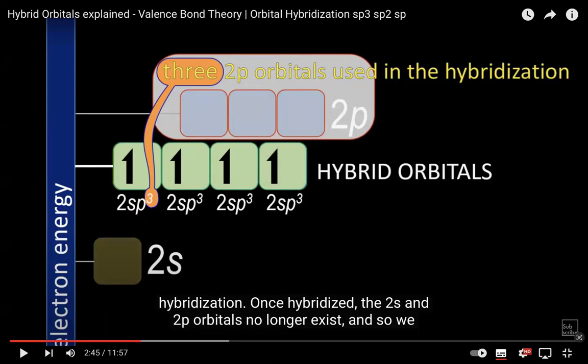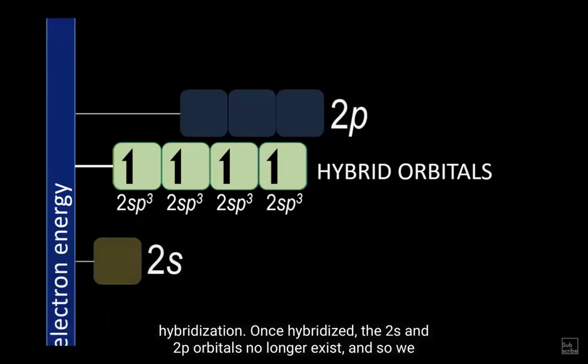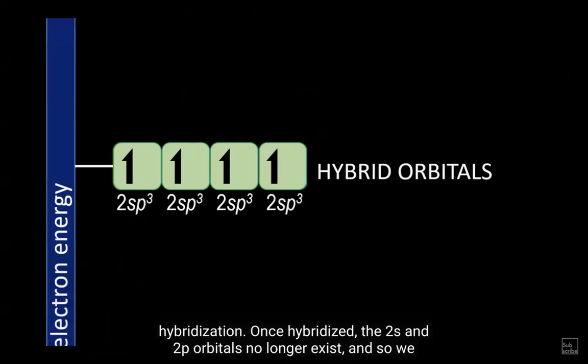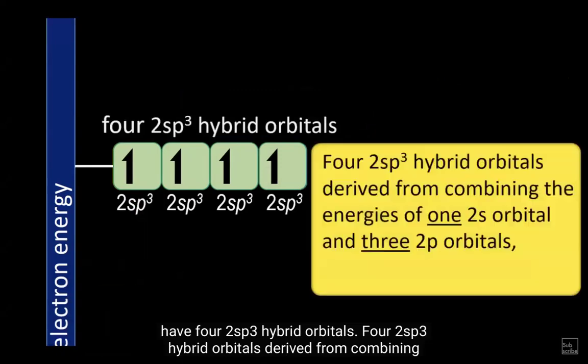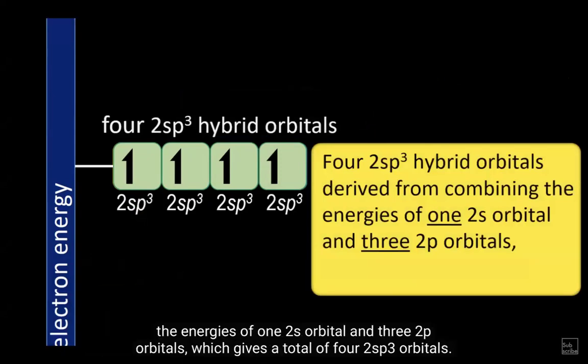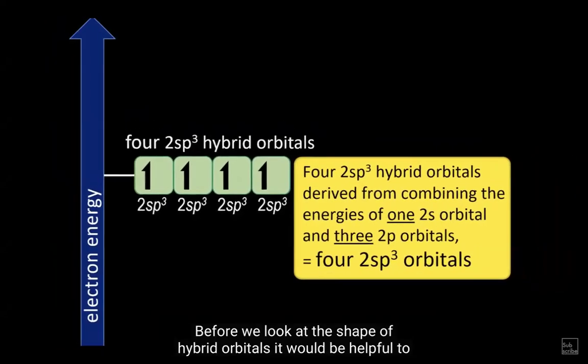Okay, sir. Once hybridized, the 2s and 2p orbitals no longer exist, and so we have 4 2sp3 hybrid orbitals. 4 2sp3 hybrid orbitals derived from combining the energies of 1 2s orbital and 3 2p orbitals, which gives a total of 4 2sp3 orbitals.